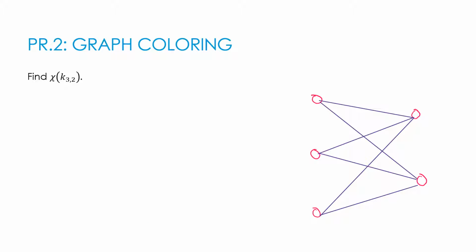Question 2. We're looking for the chromatic number for K3,2. Obviously, this is a bipartite graph. What we know about coloring is I can choose any color I want for the first one, but if it's connected, which this guy is and this guy is, I can't color those green, so I have to choose a different color.